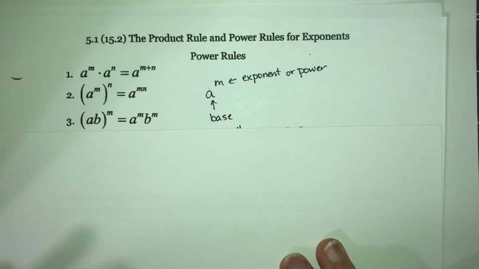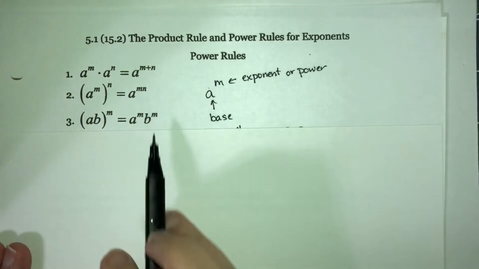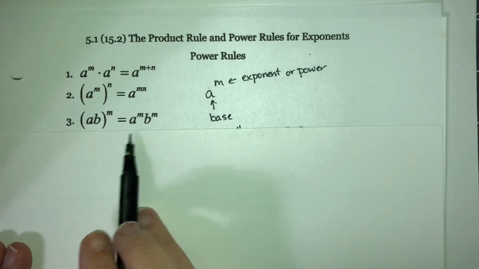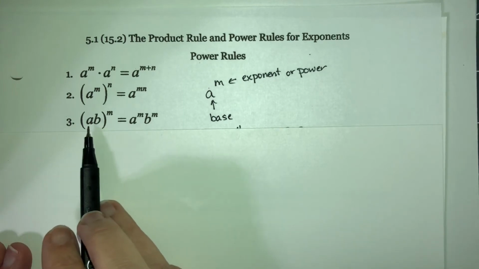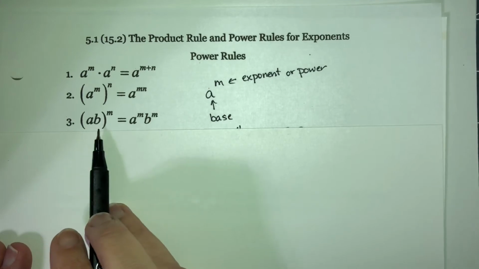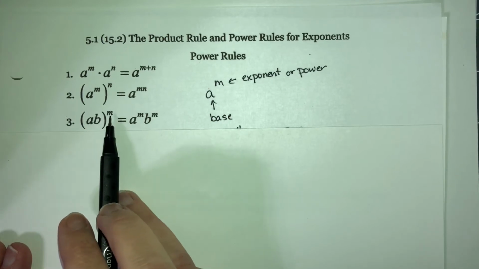This is section 5.1, part 2. I was explaining why these power rules work. If we look at rule number 3, here we have two things multiplied together. They do not have to have the same base, and often they won't, raised to an exponent.